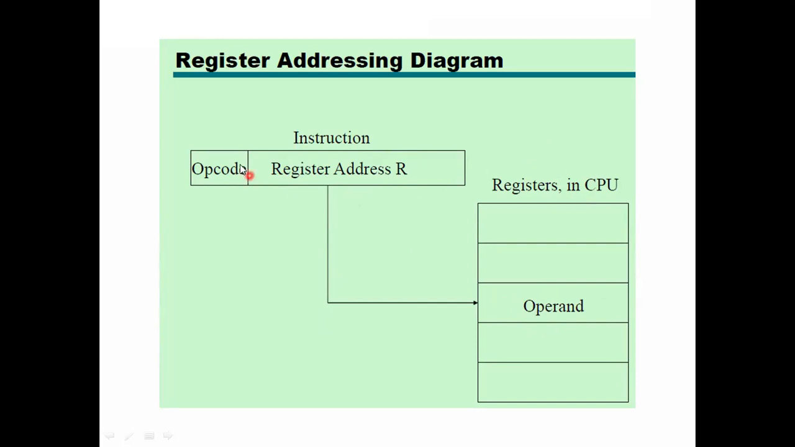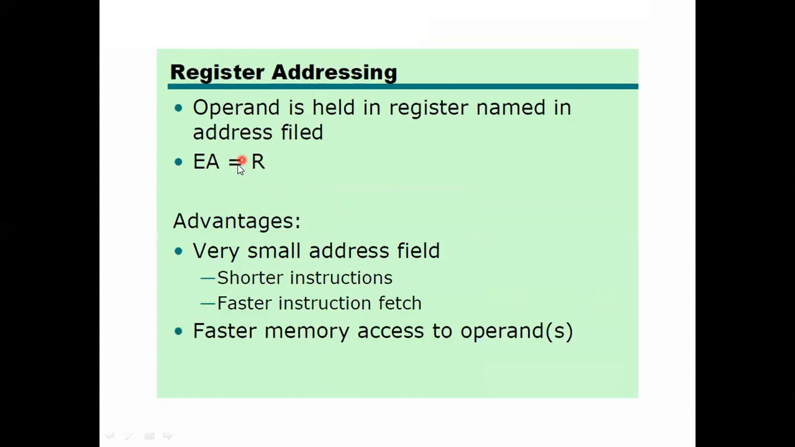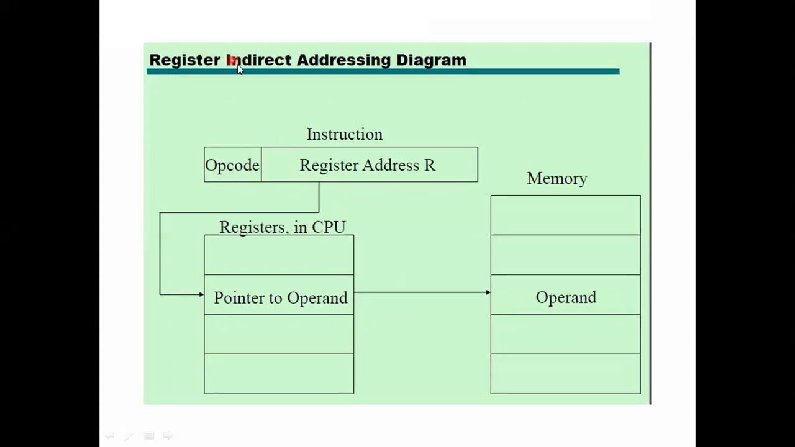Okay, so here this is the instruction. In the instruction opcode will be there, which operation is to be performed. Here register are present in the instruction. In that registers the operand will be present. Okay amma, see here the effective address will be present in register R. Okay, so the next one is register indirect addressing mode.